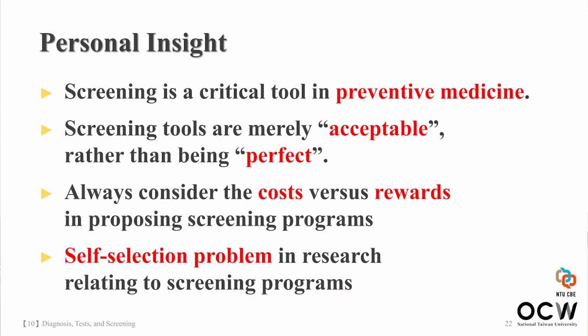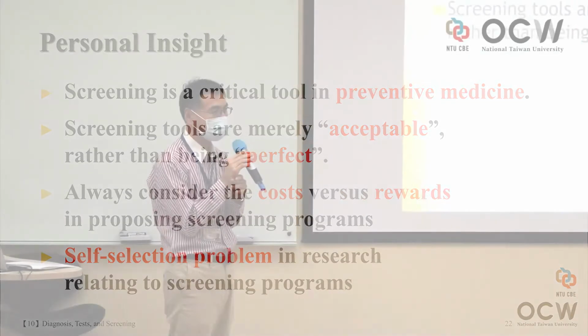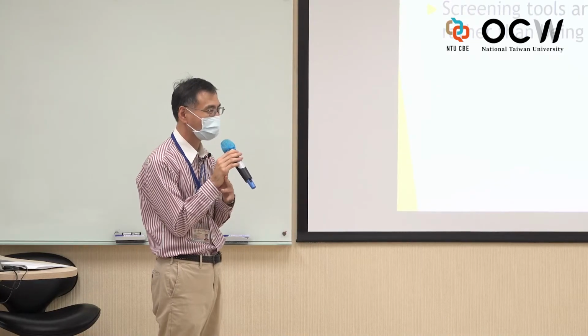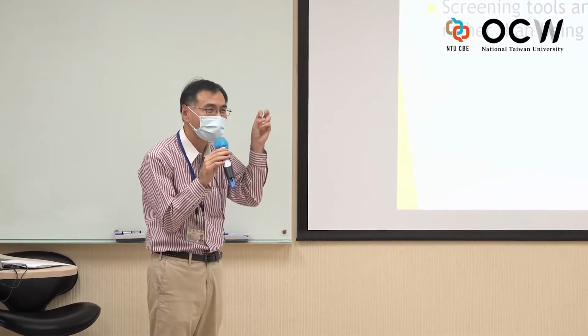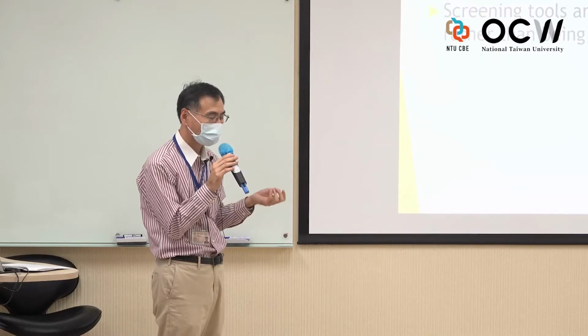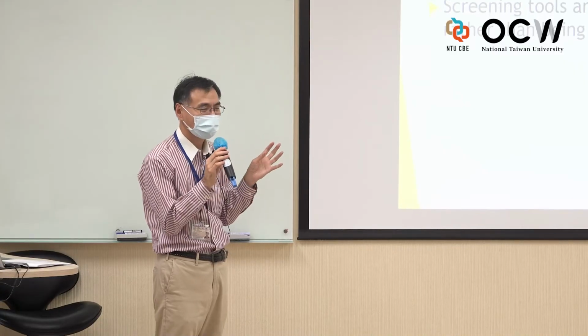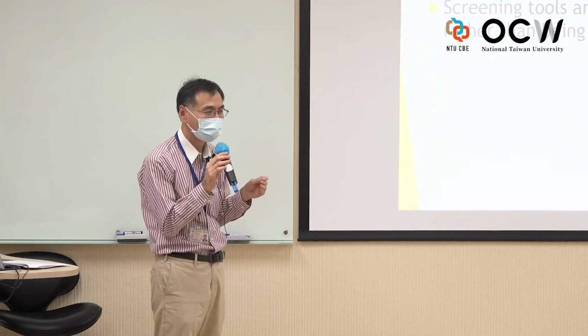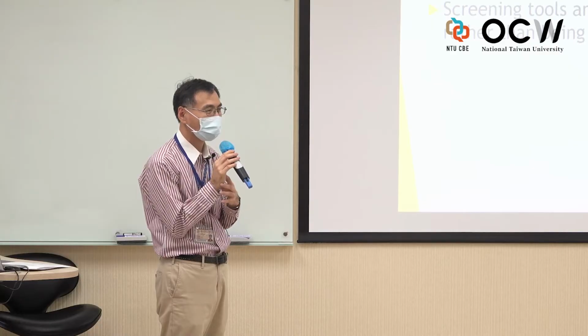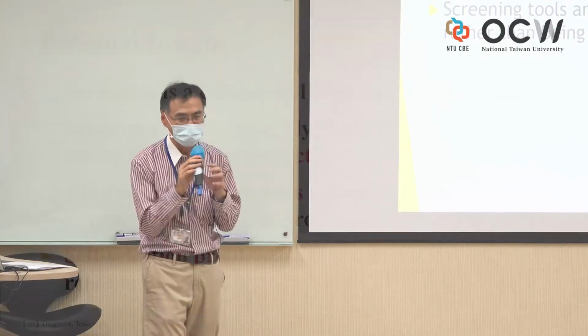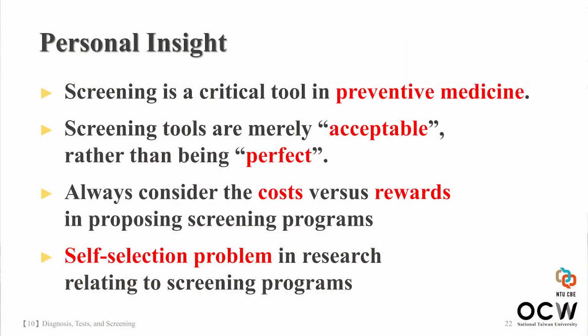Screening tools are merely acceptable, but they cannot be perfect. Nothing could be perfect. Even the diagnosis method is not perfect. Even the pathology report, the gold standard, is not perfect. The only thing we can do is to assume that we know the real disease status and consider it as the gold standard. Then we can generate the indicators to evaluate the screening tool. And always consider the cost versus rewards when you are making decisions about screening programs for the population. That's very important, especially for the authority, right?